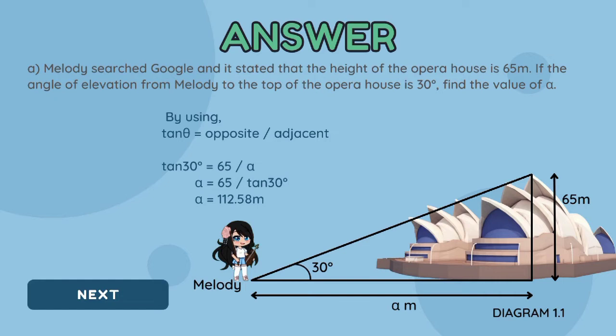Okay, for the first question, we can easily solve the problem by using tan theta equals opposite over adjacent. By using the angle of elevation from Melody, which is 30 degrees, we can solve it using the formula tan 30 equals 65 over alpha. Alpha equals 65 over tan 30 degrees, and the value of alpha is 112.58 meters. Easy, right?